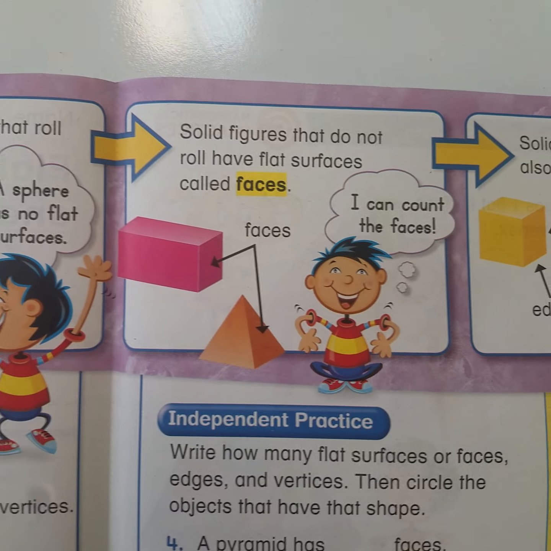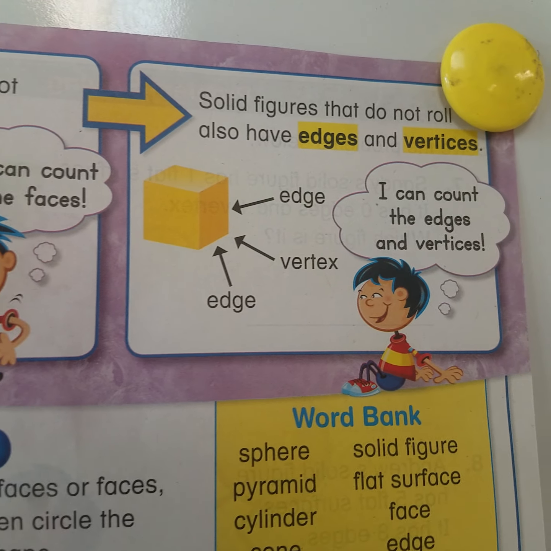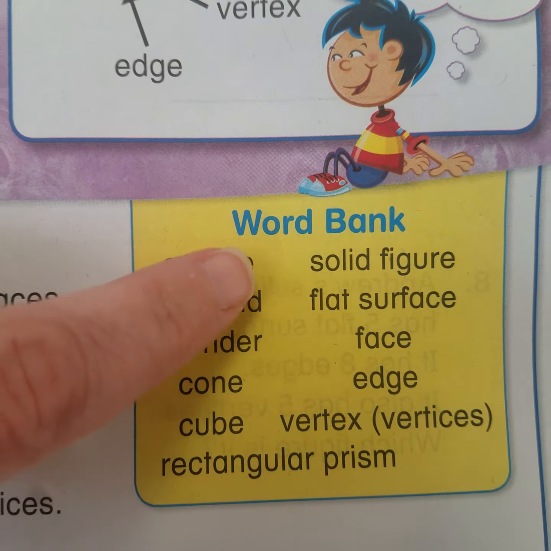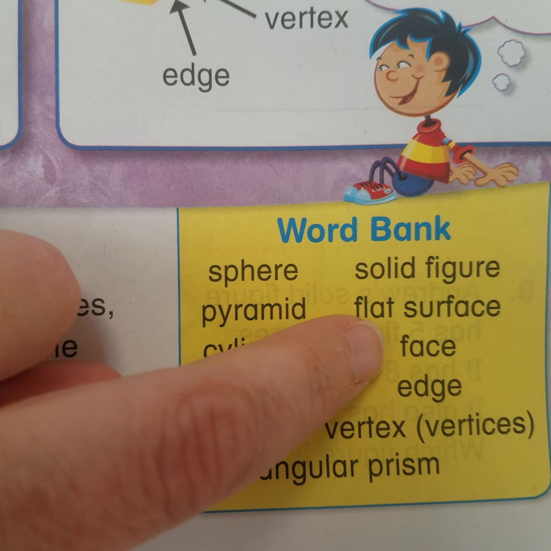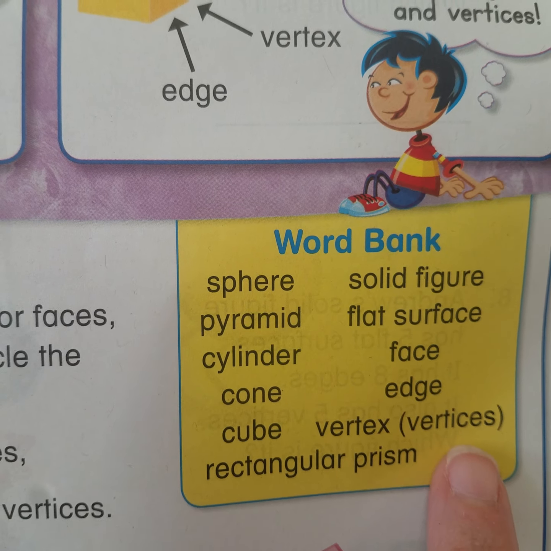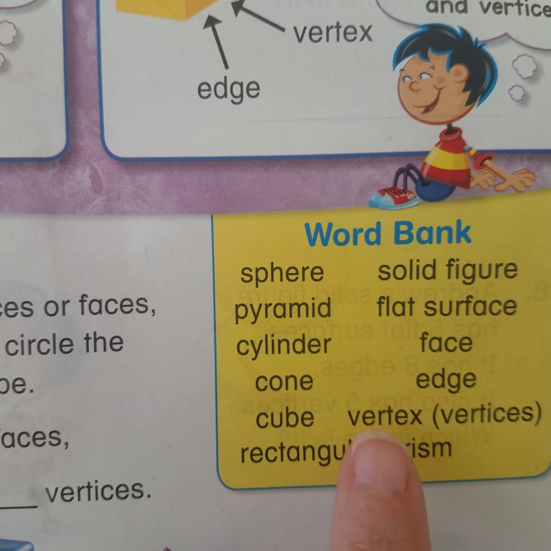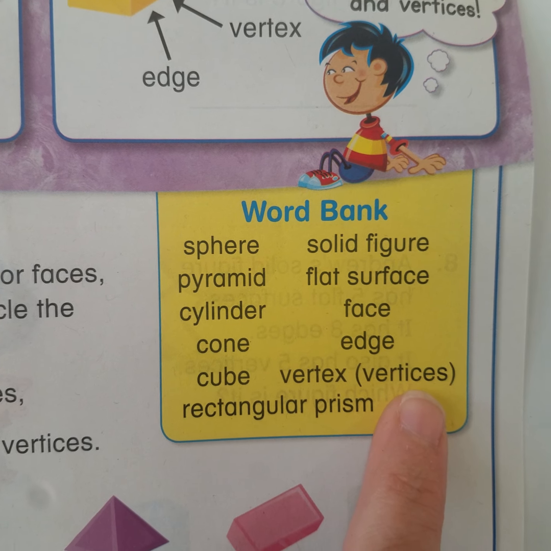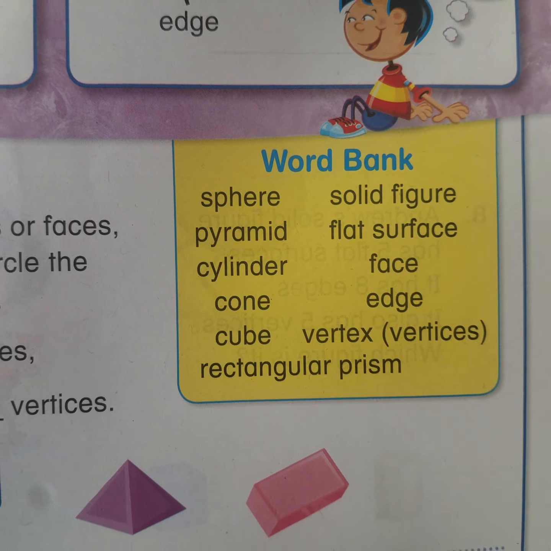But the thing I really want you to pay attention to are these words that are yellow. These are these words down here that we don't talk about very much. Flat surface, face, edge, and vertex. Or if it's plural, it's vertices. So something might have one vertex, or it might have 4 vertices. So that's how it is when it is plural.